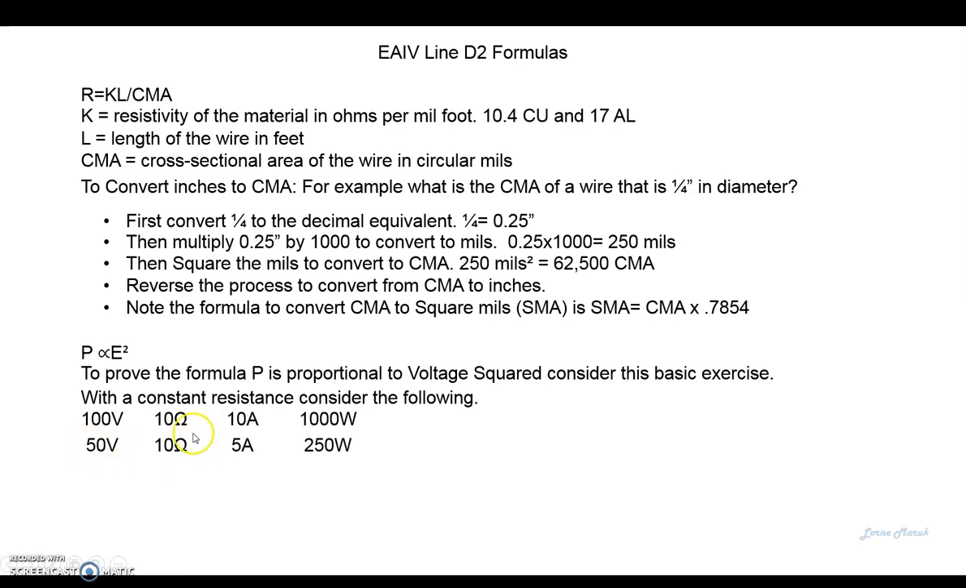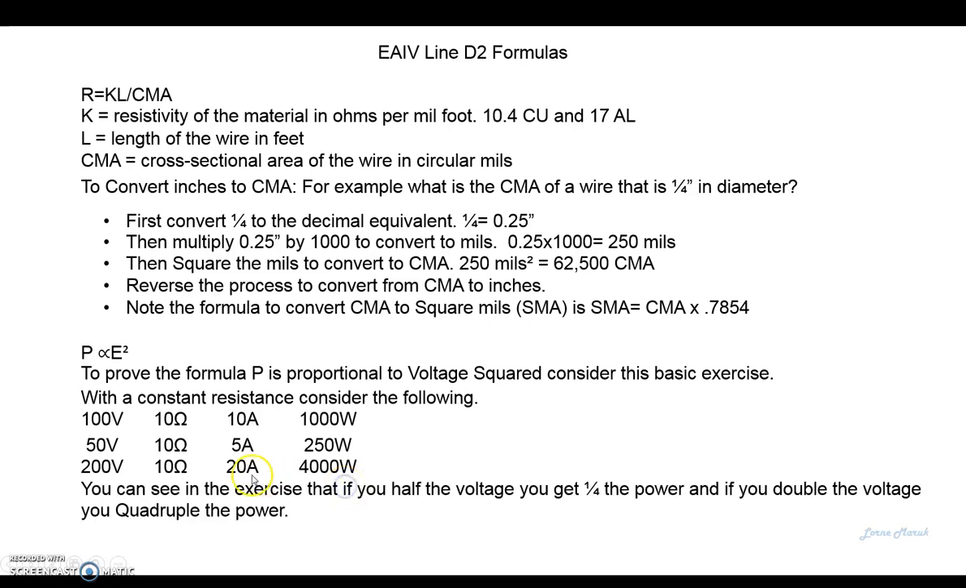Now if we hooked up the same resistance to 50 volts, we would get half the current, which should give us 1/4 of the power. If we doubled the voltage, we'd get double the current, which would result in quadruple the power. So you can see that if we halve the voltage, we get 1/4 the power, and if you double the voltage, we get quadruple the power. Now if we had 3 times the voltage, we would have 9 times the power. 9 times larger if it was more voltage, or 9 times smaller if it was less voltage.